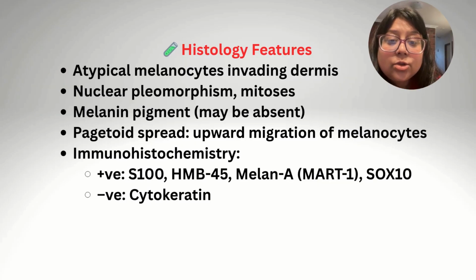Talking about the histology of malignant melanoma, you can see in this atypical melanocytes invading the dermis, nuclear pleomorphism, mitosis, and melanin pigment might be absent. In some conditions, pagetoid spread, that is upward migration of melanocytes. Immunohistochemistry, you will find positivity for S100, HMB45, and melan A, also SOX10. However, it will be negative for cytokeratin.